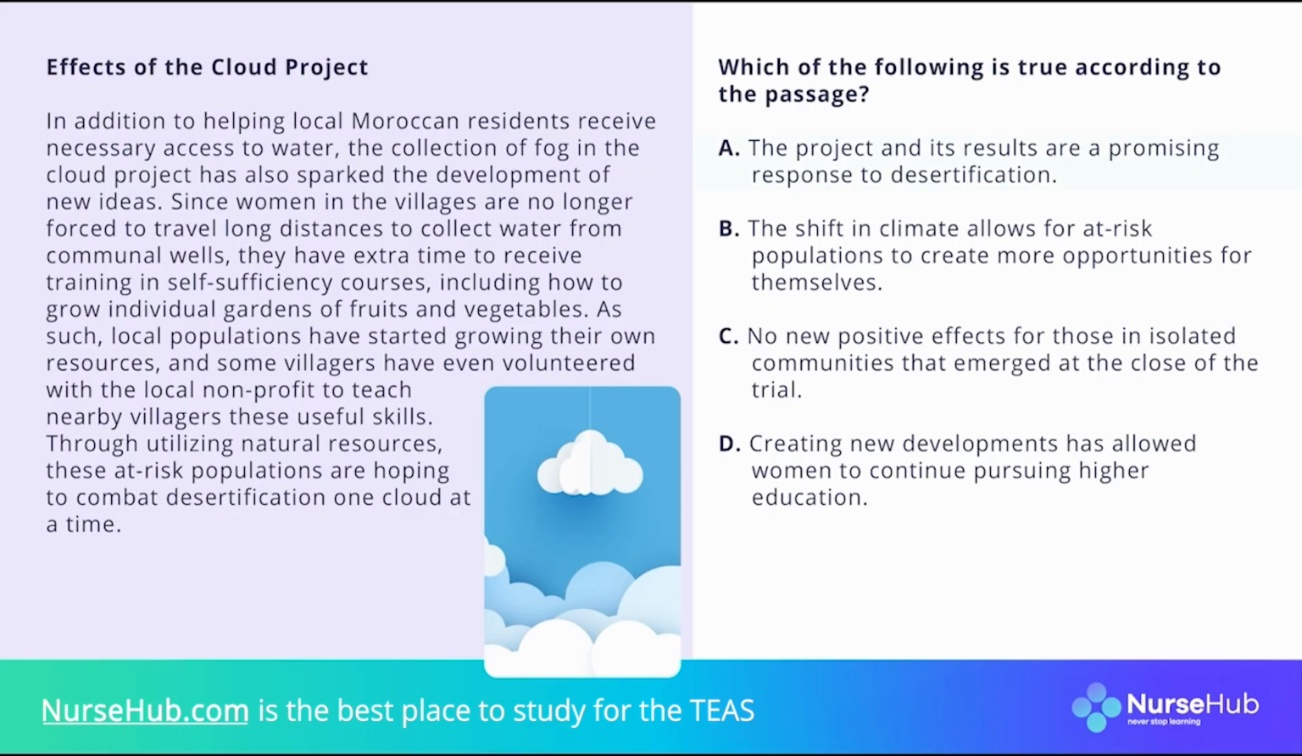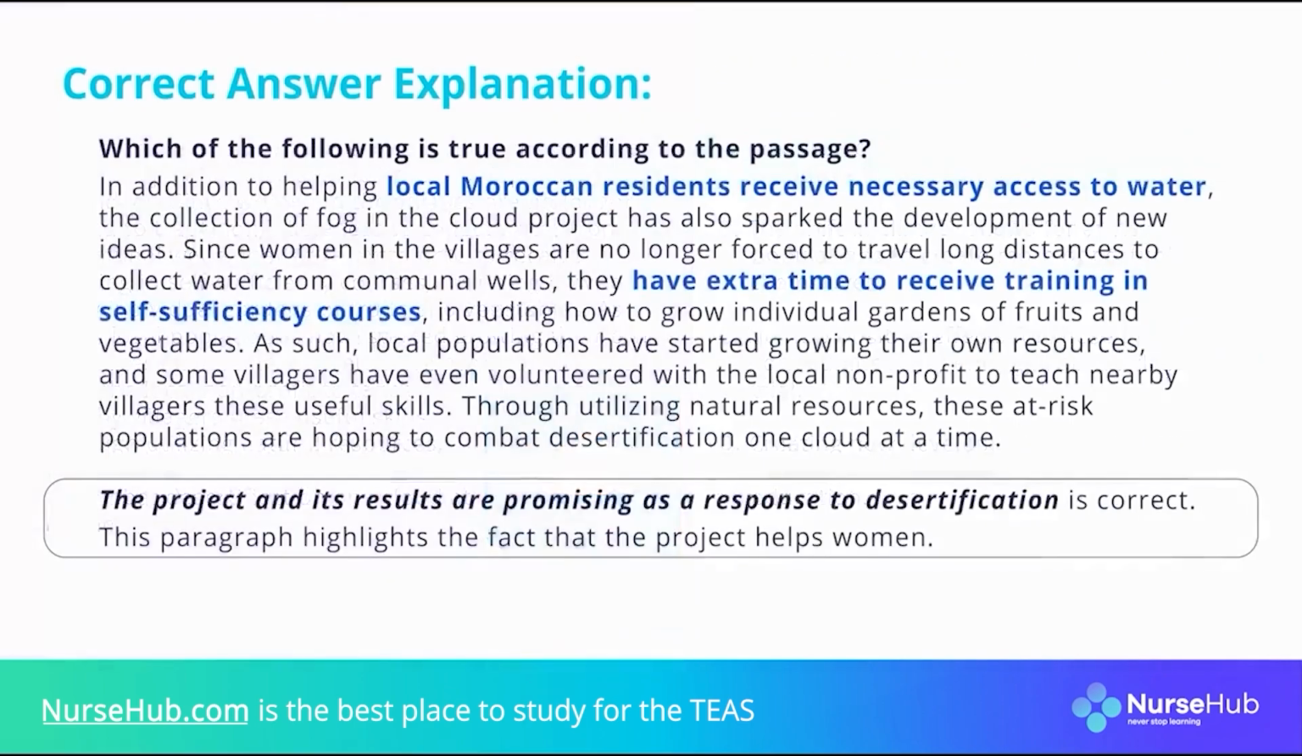Okay, so here's our correct answer. The project and its results are promising as a response to desertification. The paragraph does highlight the fact that this project helps. This information on your screen really highlights how this project helps. Local Moroccan residents receive necessary access to water, and there are villagers that have extra time to receive training and self-sufficiency courses.